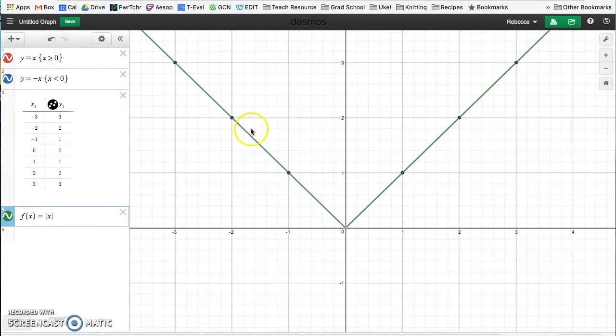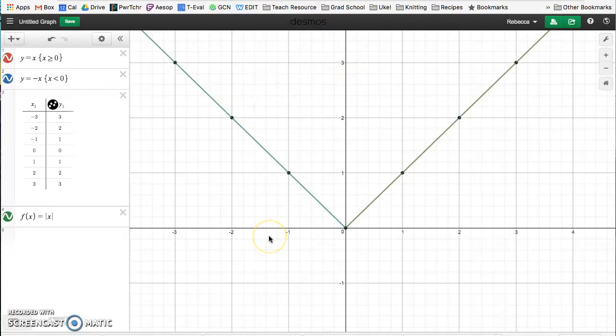And it looks like this V because you always have positive outputs. So its domain would be -infinity to infinity, right? All inputs have outputs, think from left to right. And its range, its smallest y value is 0, and it goes up towards infinity forever, so its largest y value would be infinity.